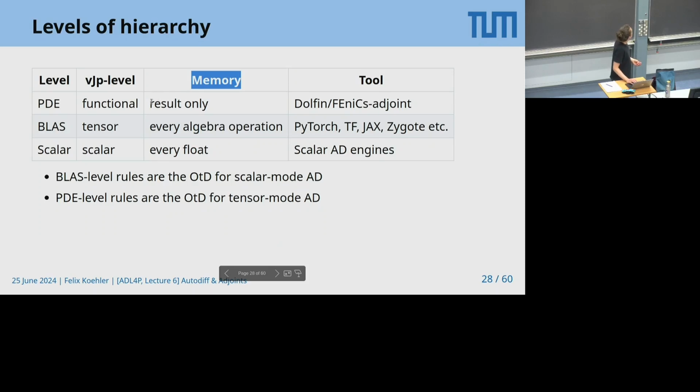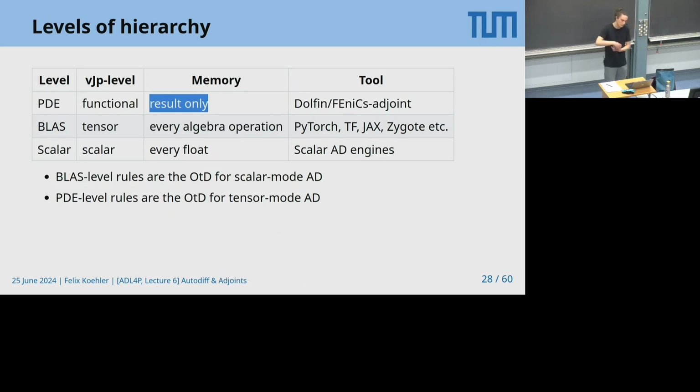So for instance, for the PDE, oftentimes it's fine to just save the result. The BLAS level needs to save every linear algebra operation, but it can totally skip what is happening within the loops. For the scalar, it of course sometimes needs to save every float, and that can become extremely expensive if you have big compute graphs.